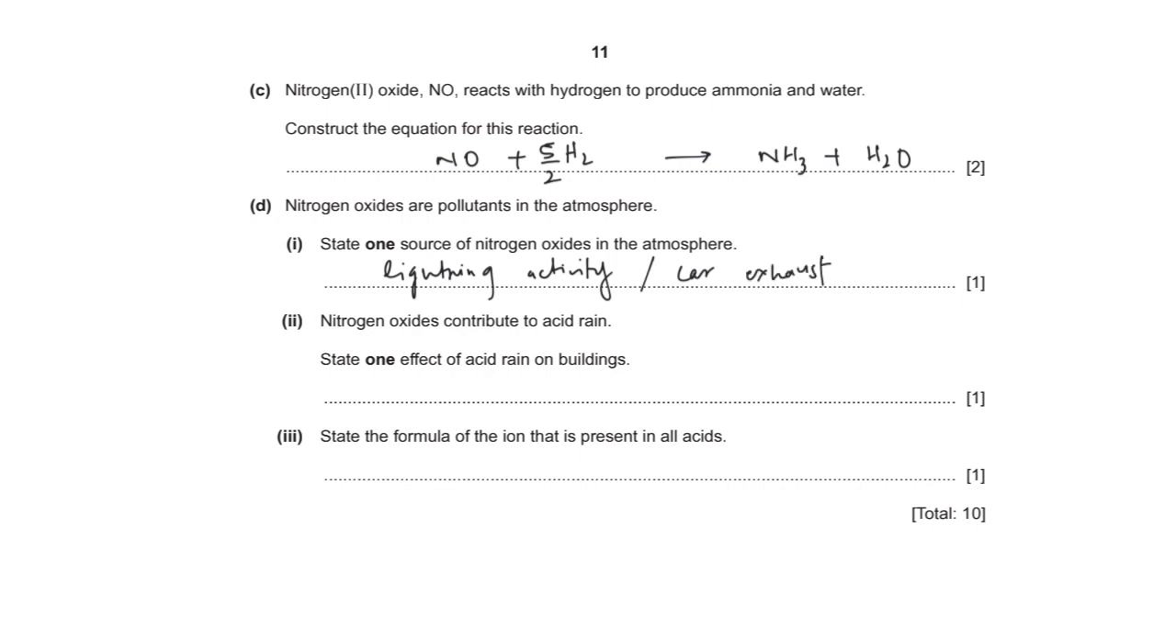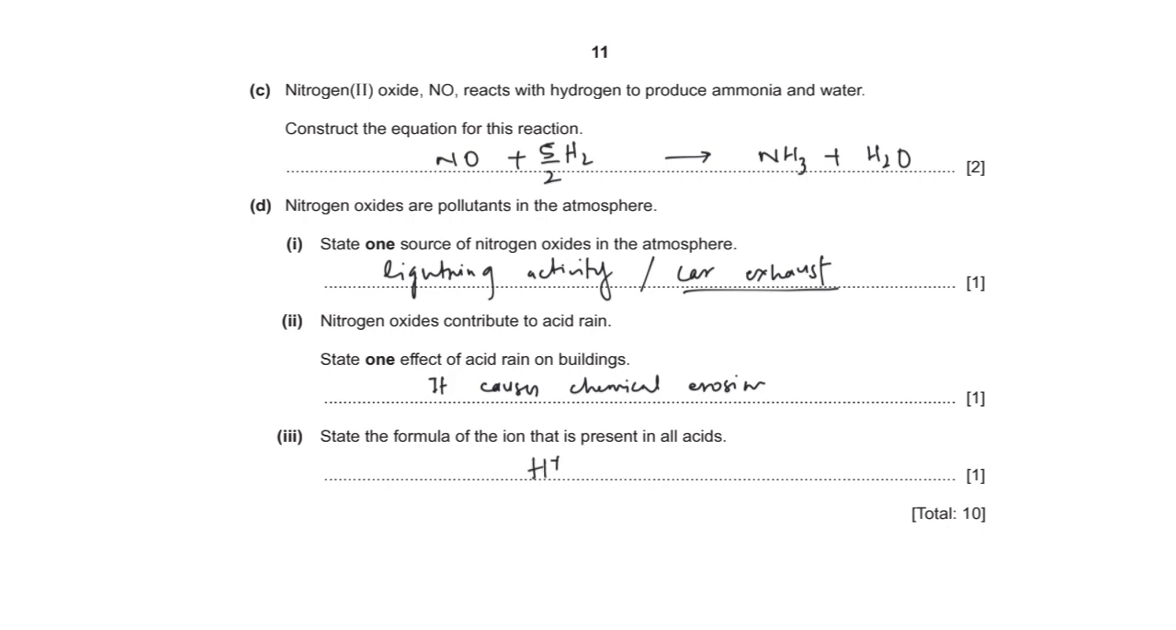Car exhaust is a more primary source of nitrogen oxide. Nitrogen oxide contributes to acid rain. State one effect of acid rain on buildings. It erodes buildings. It causes chemical erosion of buildings.